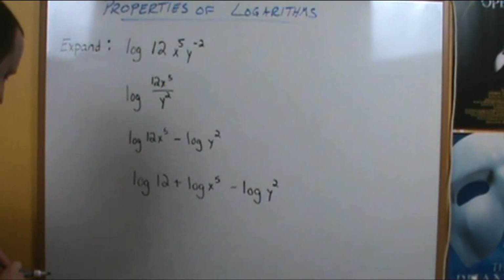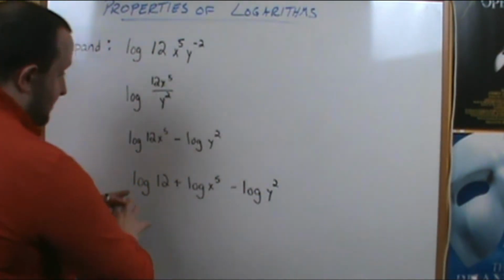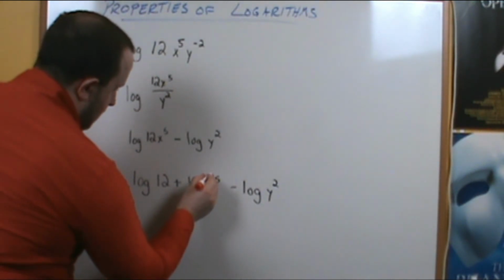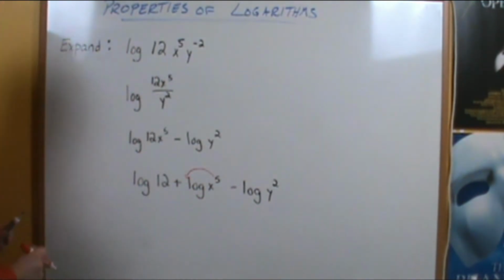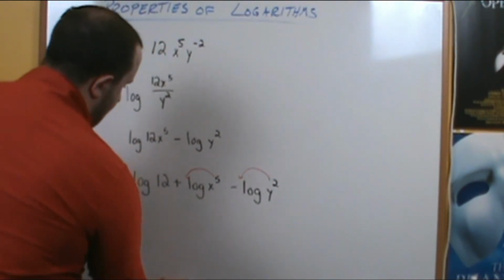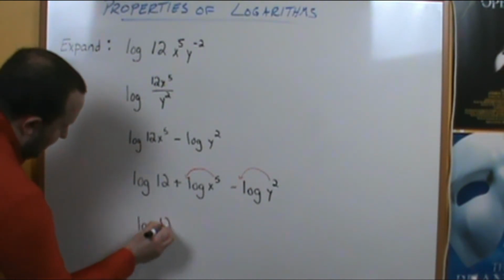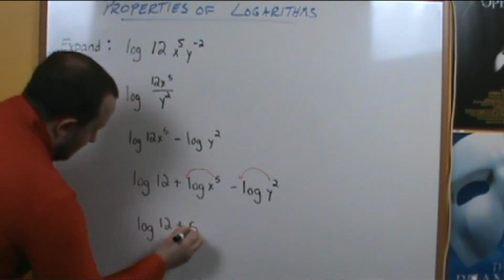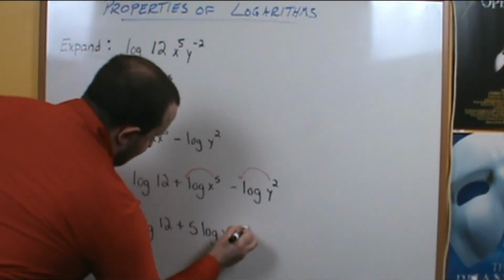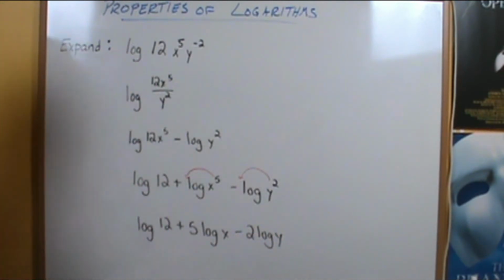Alright, and then the last thing that we need to do is take care of these powers if we're expanding it completely. Power property of logarithms: the power goes right in front of the logarithm, and we get log of 12 plus 5 log of x minus 2 log of y.